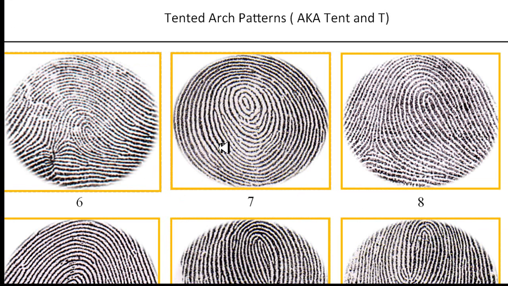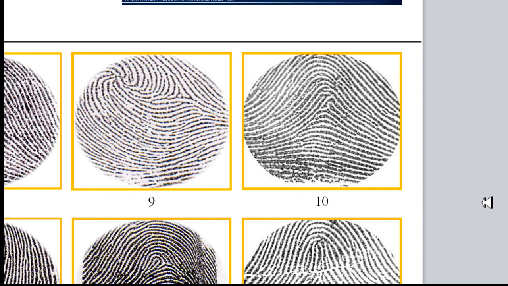Let's go to 6, 7, and 8, and you should not recognize either the plain arch or the tented arch pattern in any of these 3. Let's consider now 9 and 10, and hopefully you are recognizing that this is not a plain arch, but because of this ridge right here, it is a tented arch.